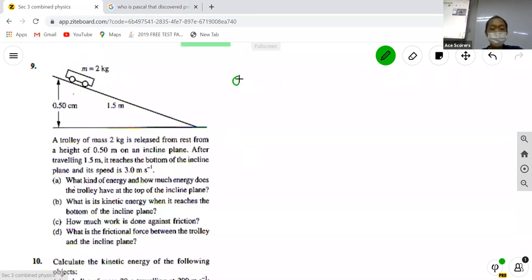Okay, so everybody knows this. GPE at the top. The formula equals mgh. In this case, what's the m? 2 times 10 times, what's h? Okay, h, yeah. So now can you see how important SI units are? But this is a bit weird. How can it be 0.5 cm?